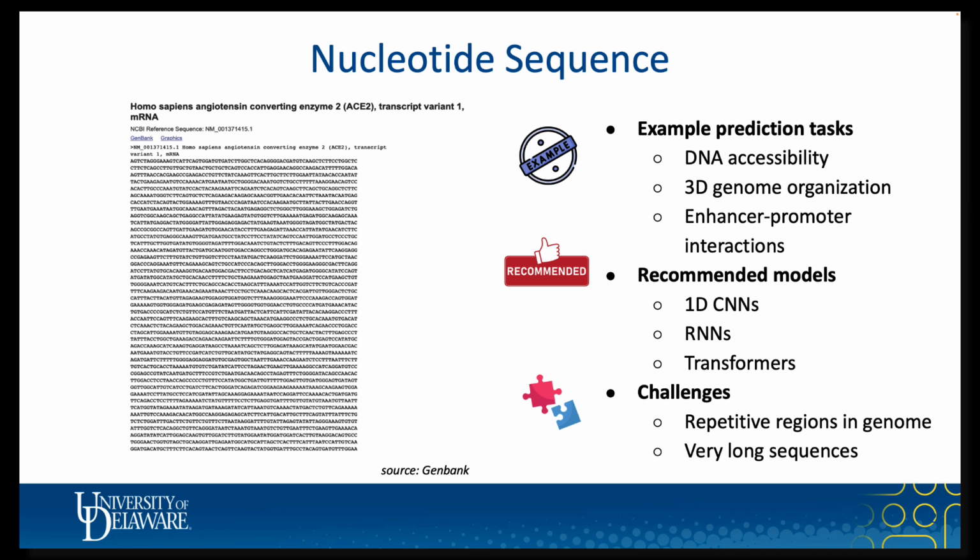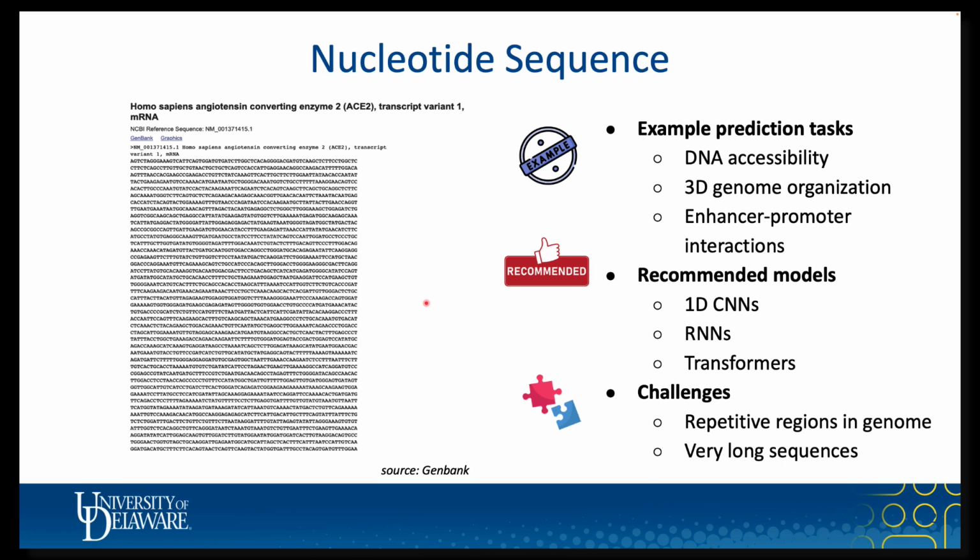Let's start with the nucleotide sequence. FASTA is on our left here. FASTA is a very common format for nucleotide and protein sequences. It consists of a header, like in this case, preceded by a greater than sign, and then followed by the sequence in a new line. The sequence is in one-letter code.